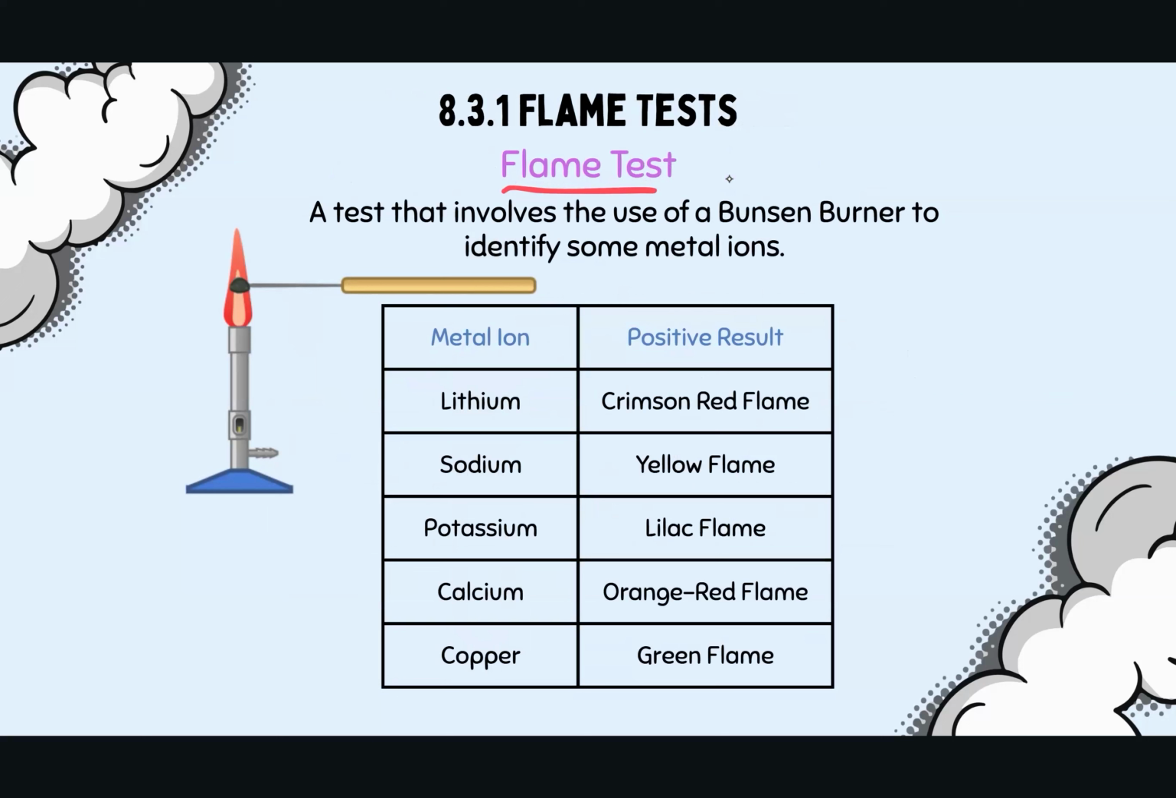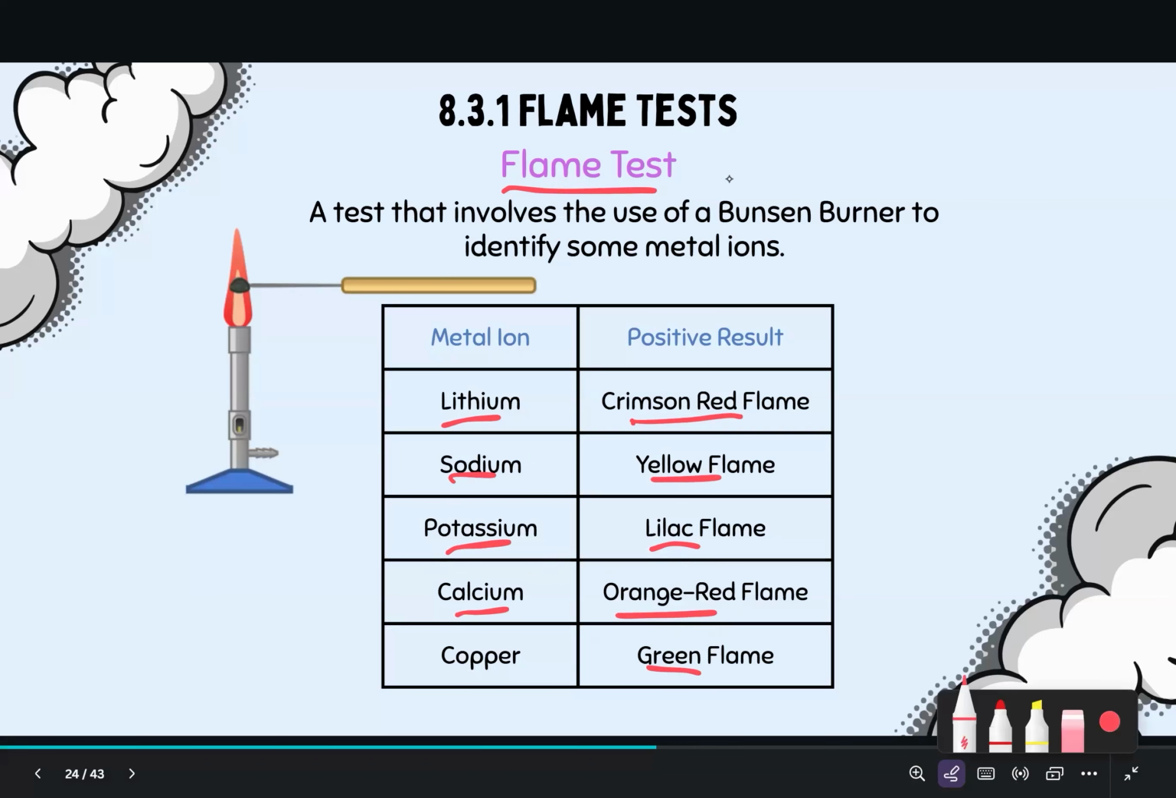So here's the flame test. This is where you get a Bunsen burner and you burn the metal ion. And when you burn different metals, they turn different colors. So for example, lithium gives a crimson red flame. Sodium gives a yellow flame. Potassium, a lilac flame. Calcium, an orangey red flame, and copper gives a green flame.